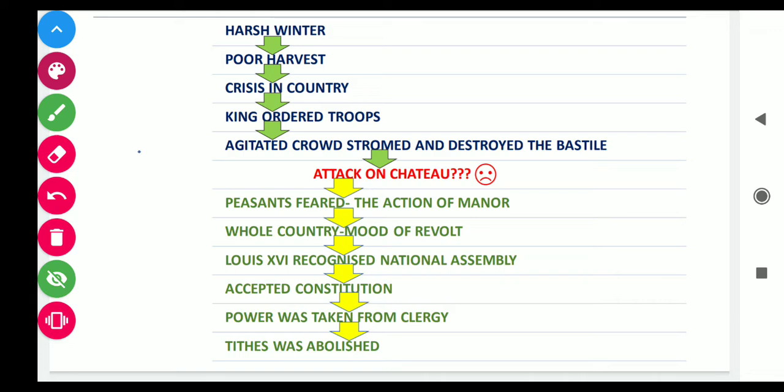Children, now we can relate this event with the start of the chapter. If you remember, we started this chapter with an incident that occurred on 14th July 1789, where the king had ordered the troops to march in Paris to suppress the turmoil. But this created unrest in the crowd, and in retaliation, they destroyed the Bastille.